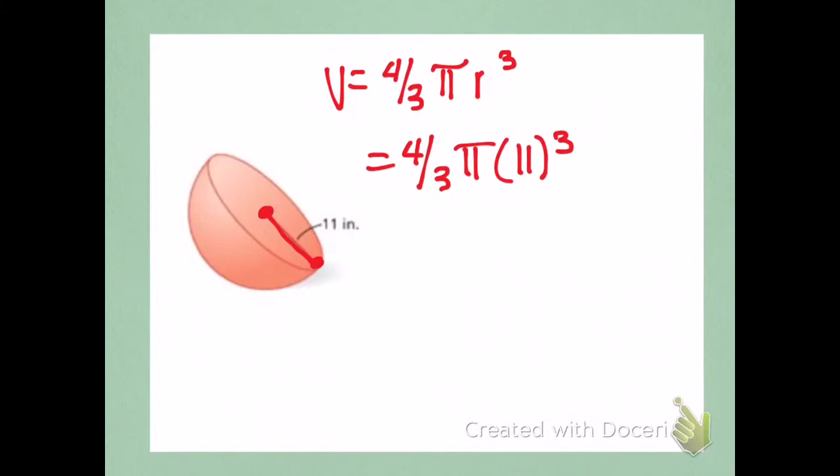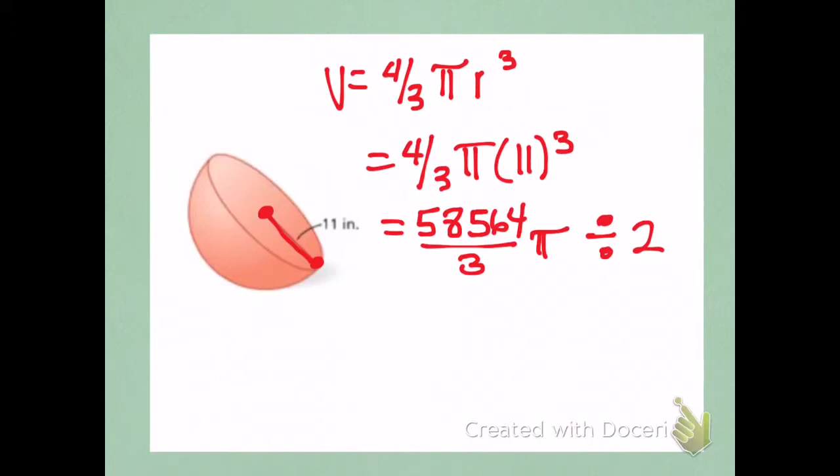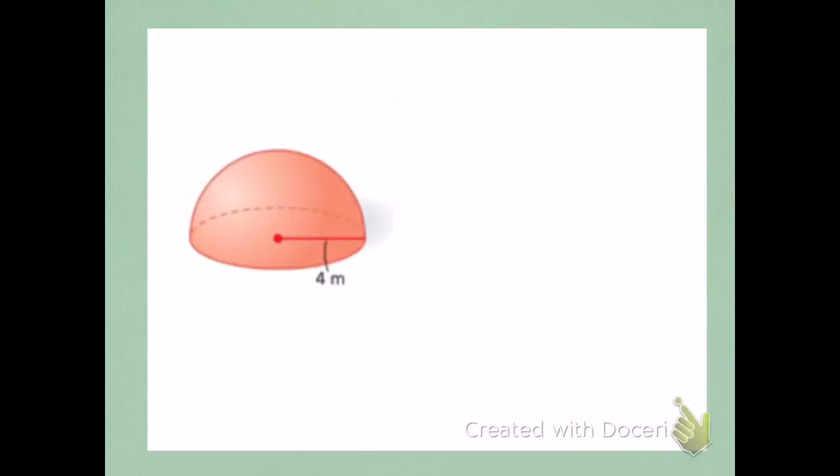So I would put that in my calculator. And that's going to give me 58,564 over 3 pi. But remember, that's the volume for a sphere, and this is only half of a sphere. So to get my answer, I need to divide the volume of the sphere by 2, and that's going to give me 29,282 over 3 pi for my hemisphere. Now you try.